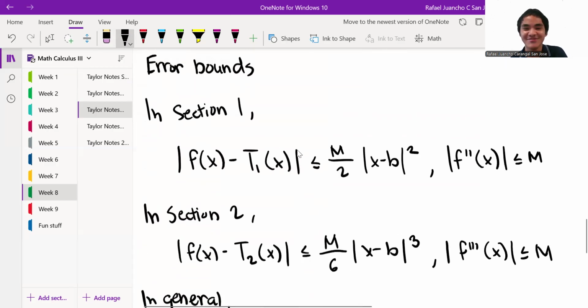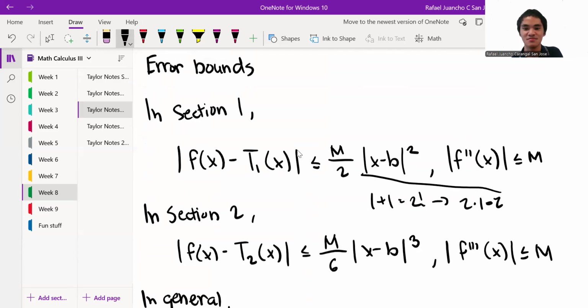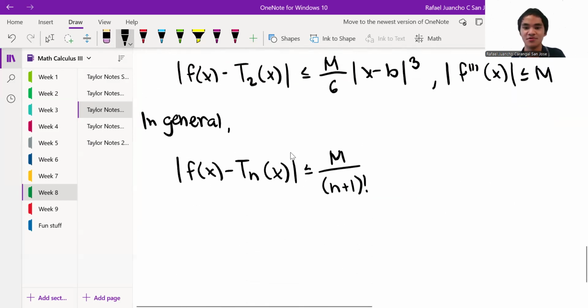I'm just looking at the text. N plus 1 factorial. So 1 is n, 1 plus 1 is 2. Get the factorial of that. That's 2 times 1, 2. So that's the more general formula for an nth Taylor polynomial.